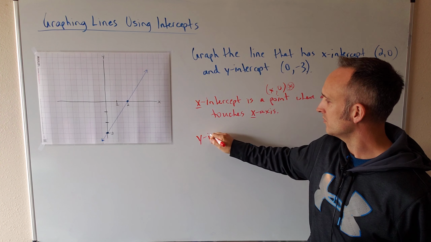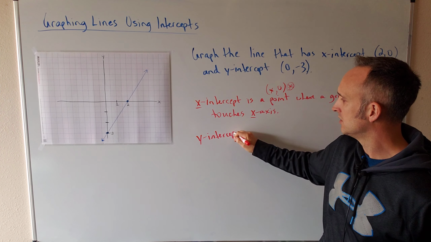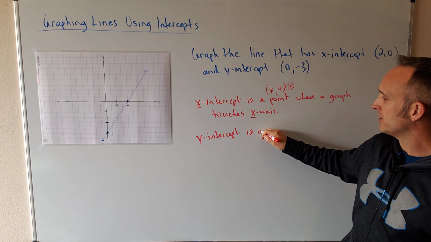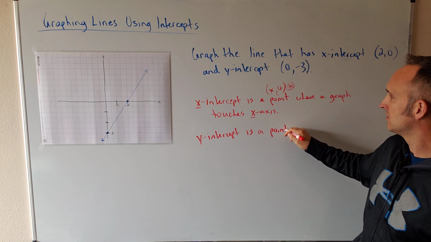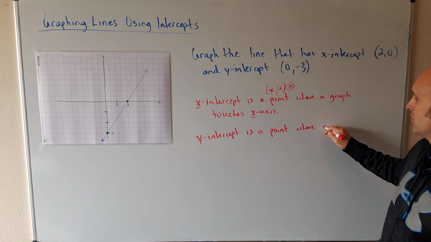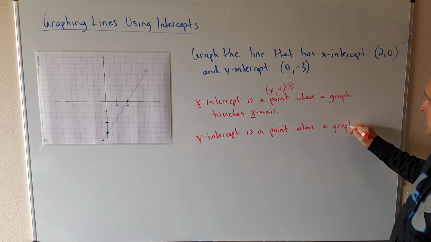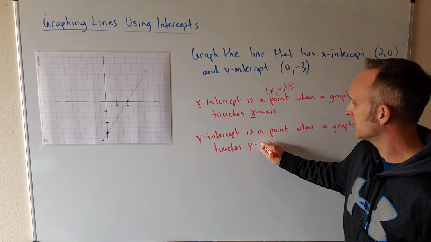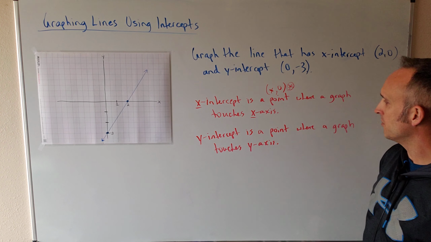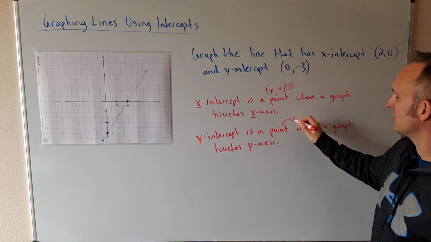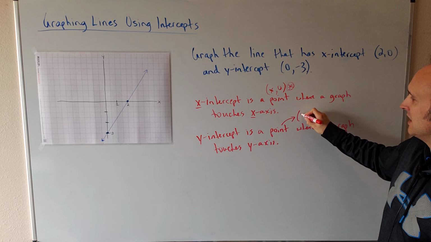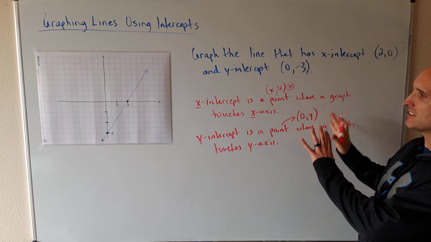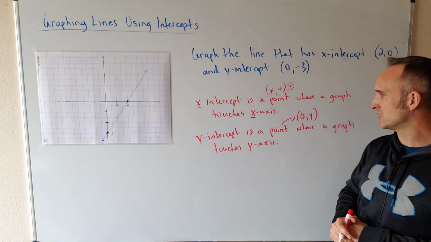Similarly, a y-intercept, you can have more than one in some cases, is a point where a graph touches the y-axis. And you can imagine the point for a y-intercept is always going to look like an x value of 0, comma, some y value. That's the idea that we're going to utilize through the rest of this video.